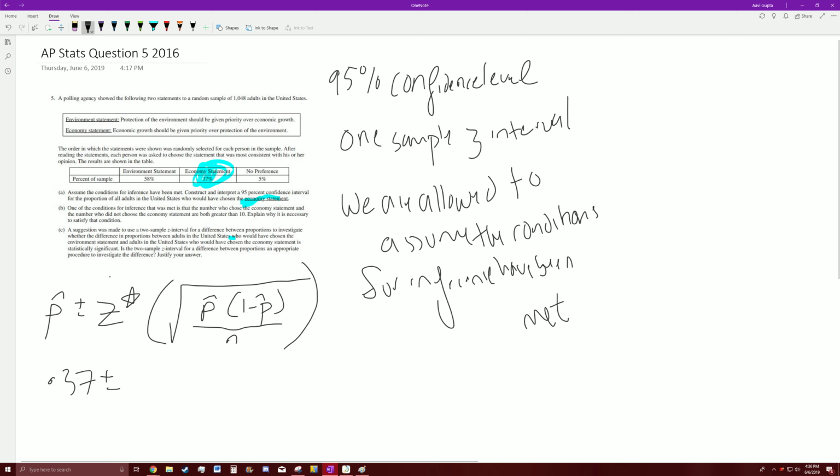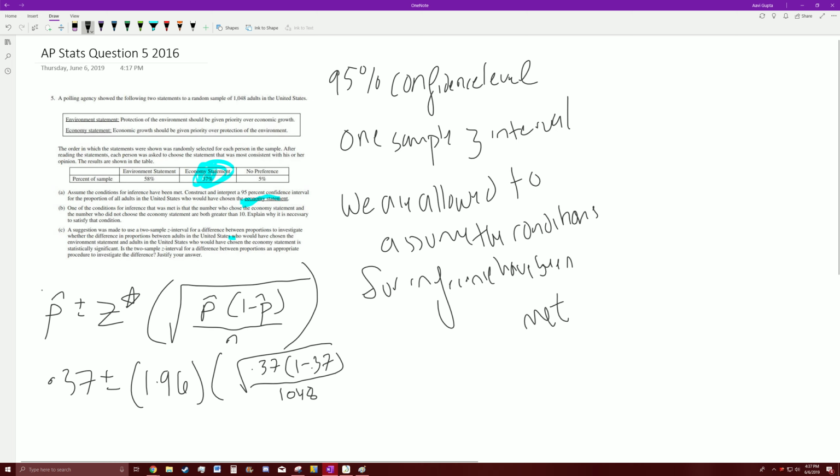So for z star, go to your reference sheet, it's all the way at the back of the test. It's table B, the t distribution critical value table. You go all the way down to where it says 95%, and you use the infinite row because you're doing proportions, and you match them up, and you get your z star to be 1.96, times square root of 0.37 times 1 minus 0.37 over n, which was 1,048.